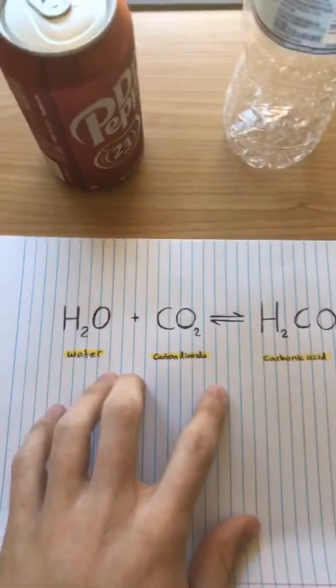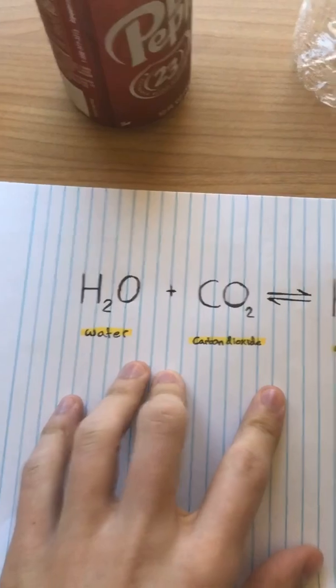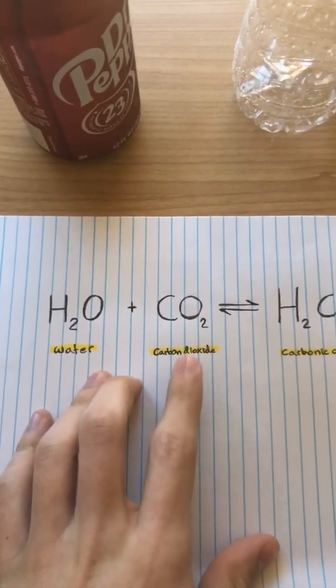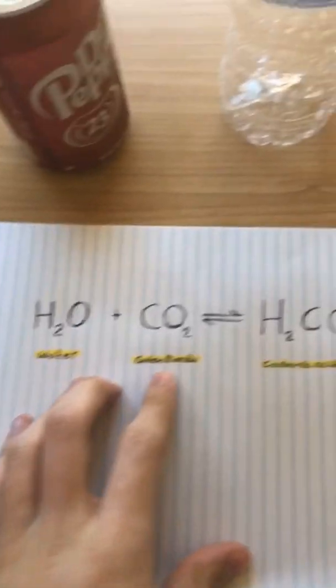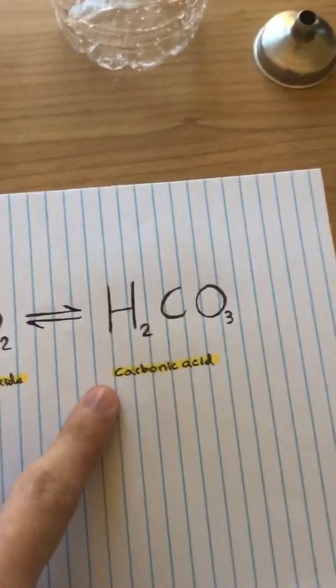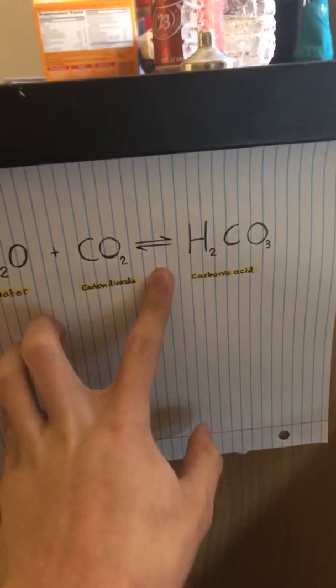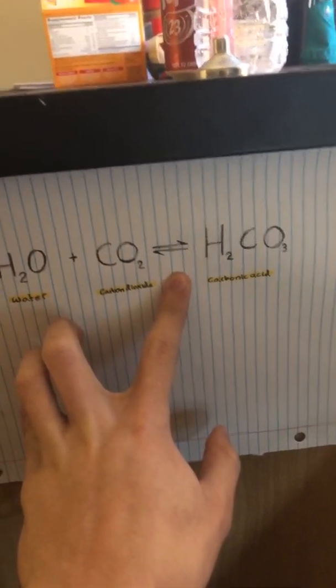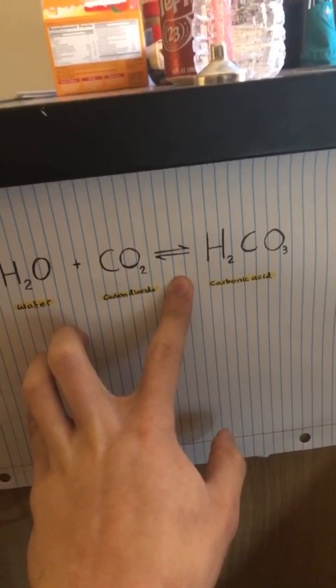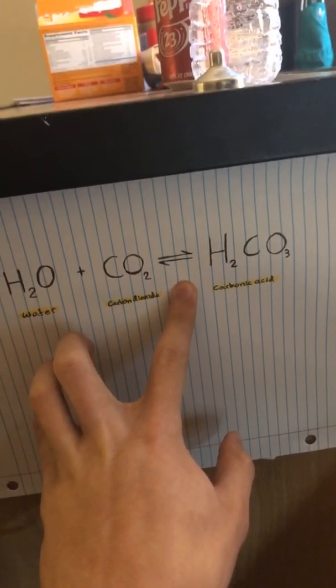Now, in the soda we have water, H2O, and carbon dioxide. Carbon dioxide is a very special molecule that dissolves in the water to form carbonic acid. That is what the carbonation is. This symbol here signifies that the reaction is an equilibrium reaction, meaning that it can run forward and in reverse.